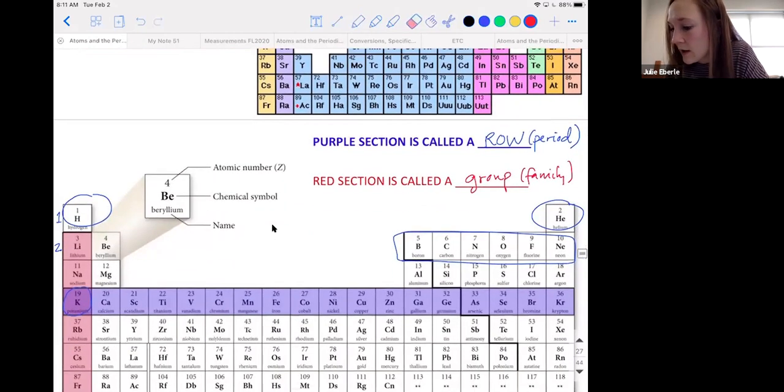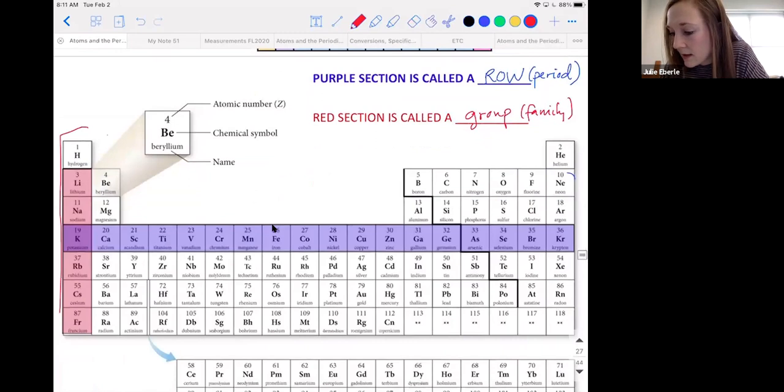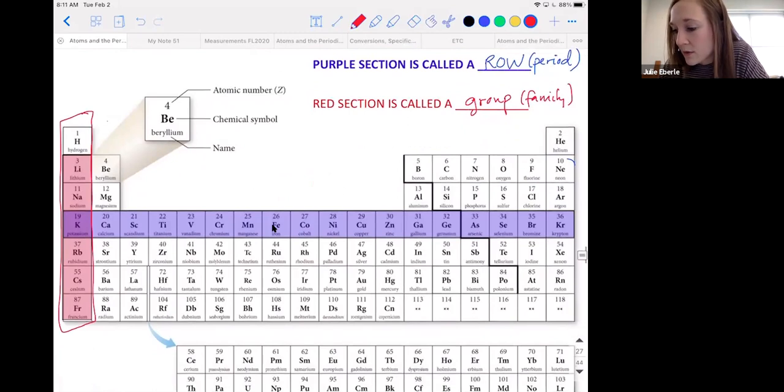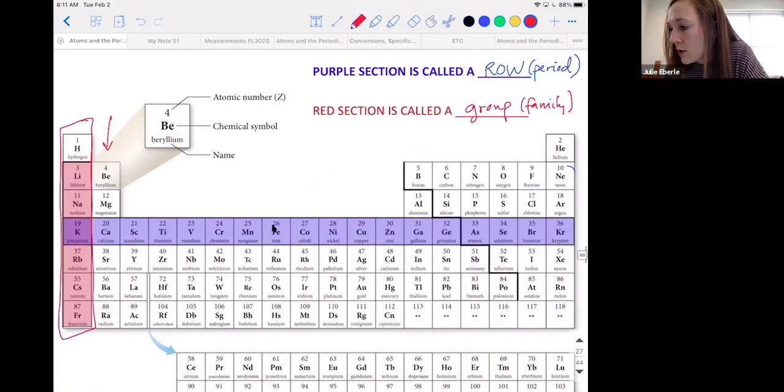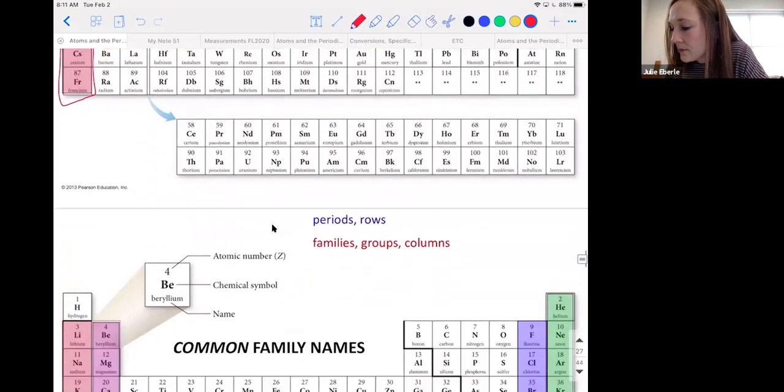So if I say group 1, I am talking about all the elements highlighted in red here, and hydrogen is included in that. Okay, it is in group 1. It's just a little bit different from the other elements in group 1, and we'll get to that later. If I say group 2, now I'm talking about all the elements in that column or that group. Okay, so keep that in mind. We've got rows and groups, vertical sections and horizontal sections.